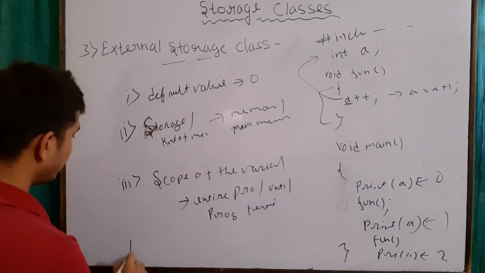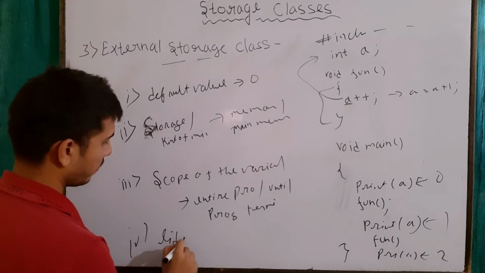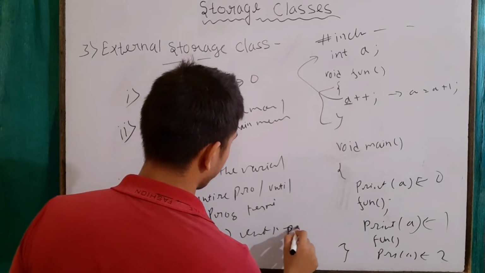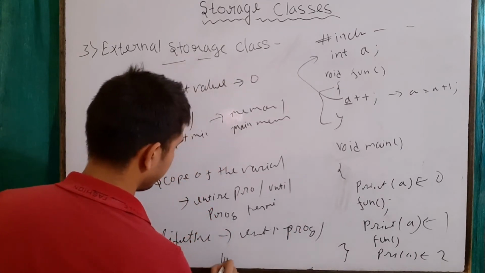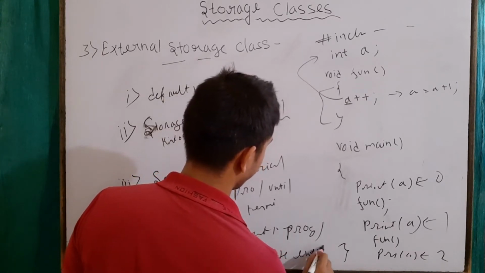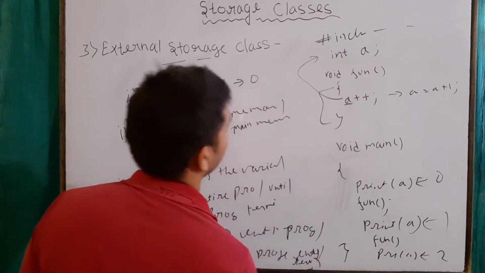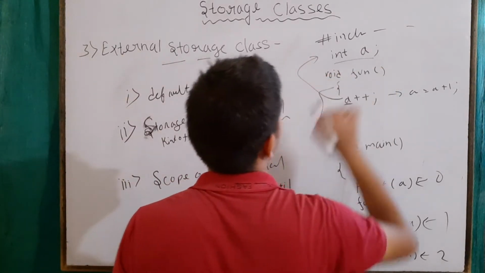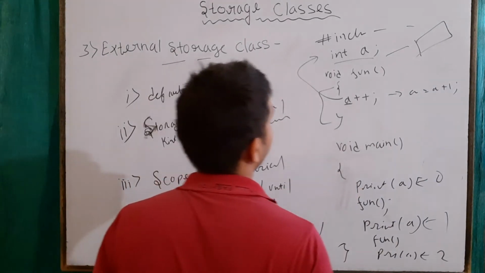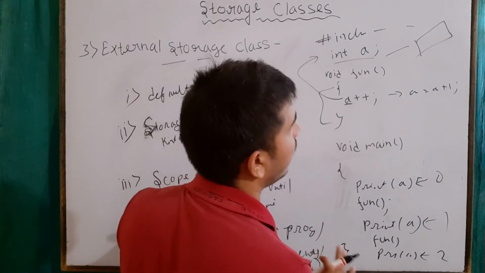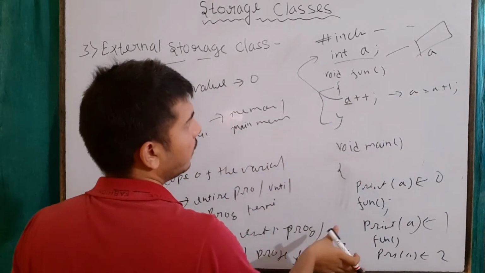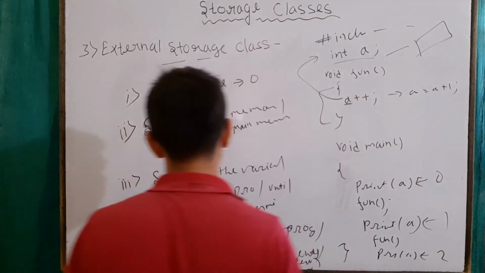Now the last thing is lifetime. Lifetime is also the entire program, or until the program ends or terminates. For example, if I am defining this variable, then memory will be allocated, and until our actual main program has ended, this memory will stay allocated to this variable, and as soon as our program terminates, this memory will be deallocated.